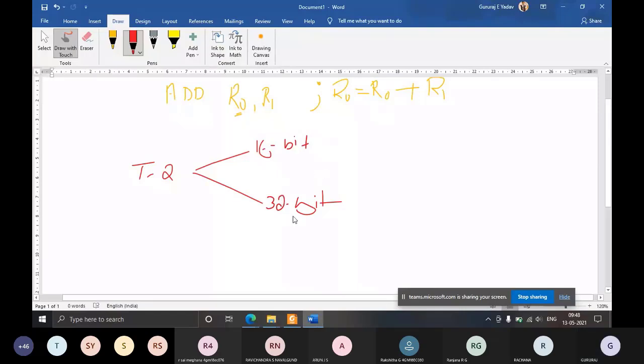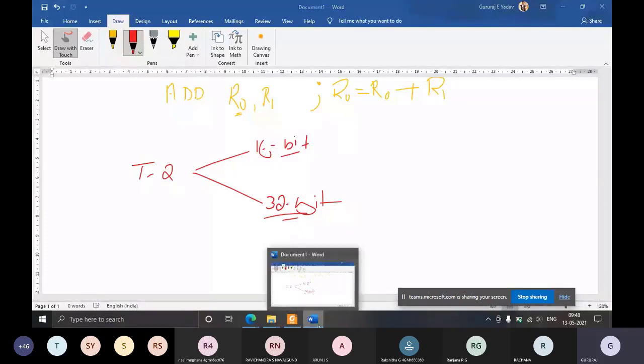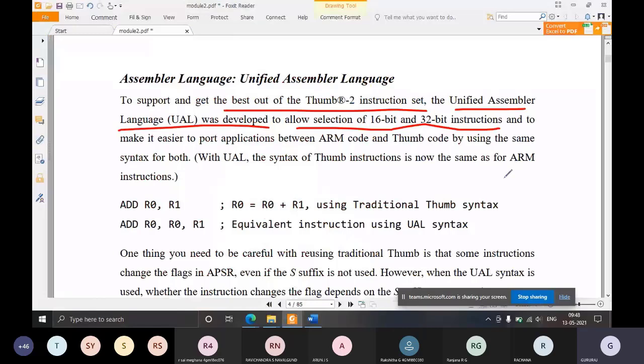16-bit means to represent one instruction, you require 16 bits, and 32-bit means to represent one instruction, you require 32 bits. To select among these instructions, whether you want a 16-bit instruction or a 32-bit instruction, you require an option or a tool for that. That tool was invented as this unified assembler language. In this language you can explicitly select whether you want to use a 16-bit instruction or a 32-bit instruction.